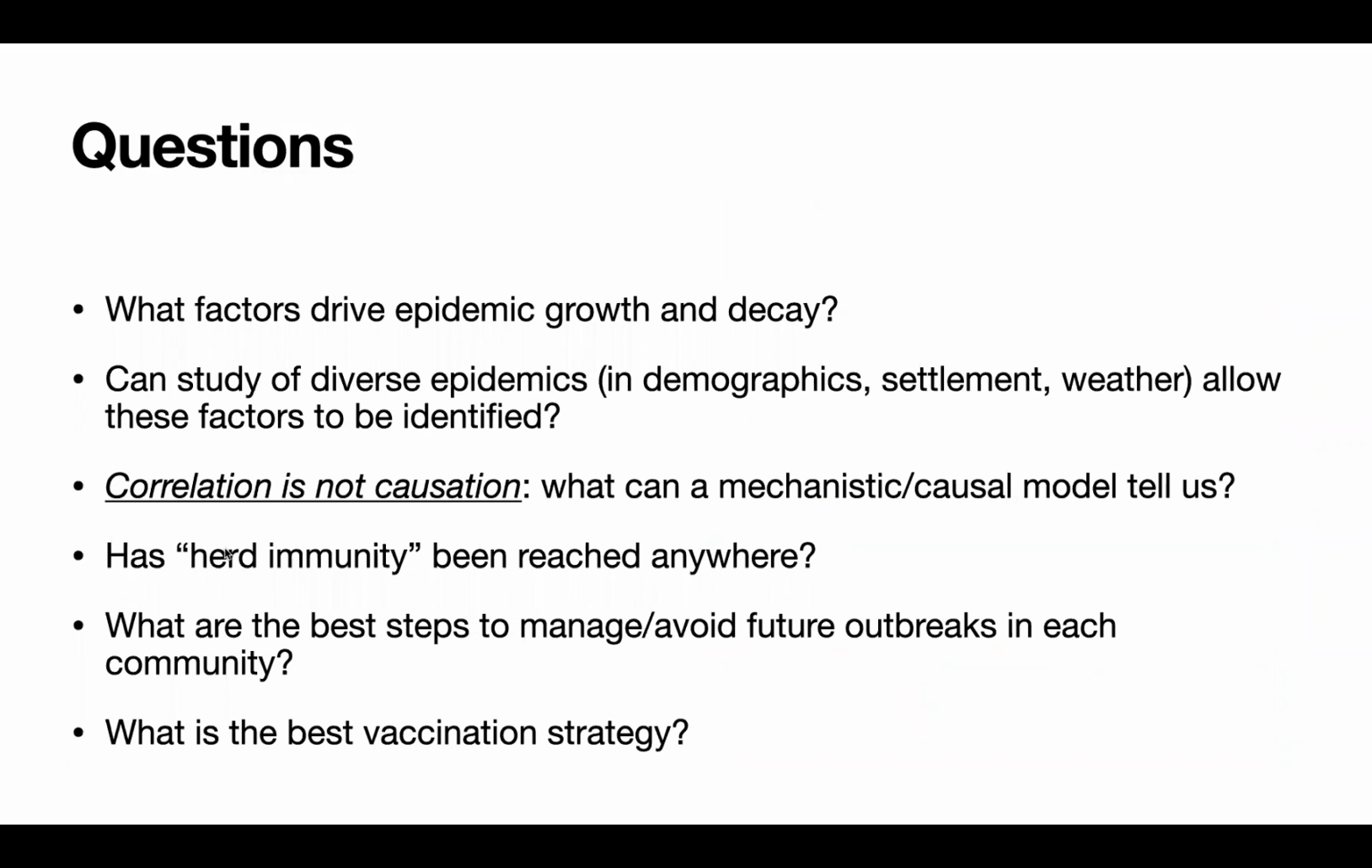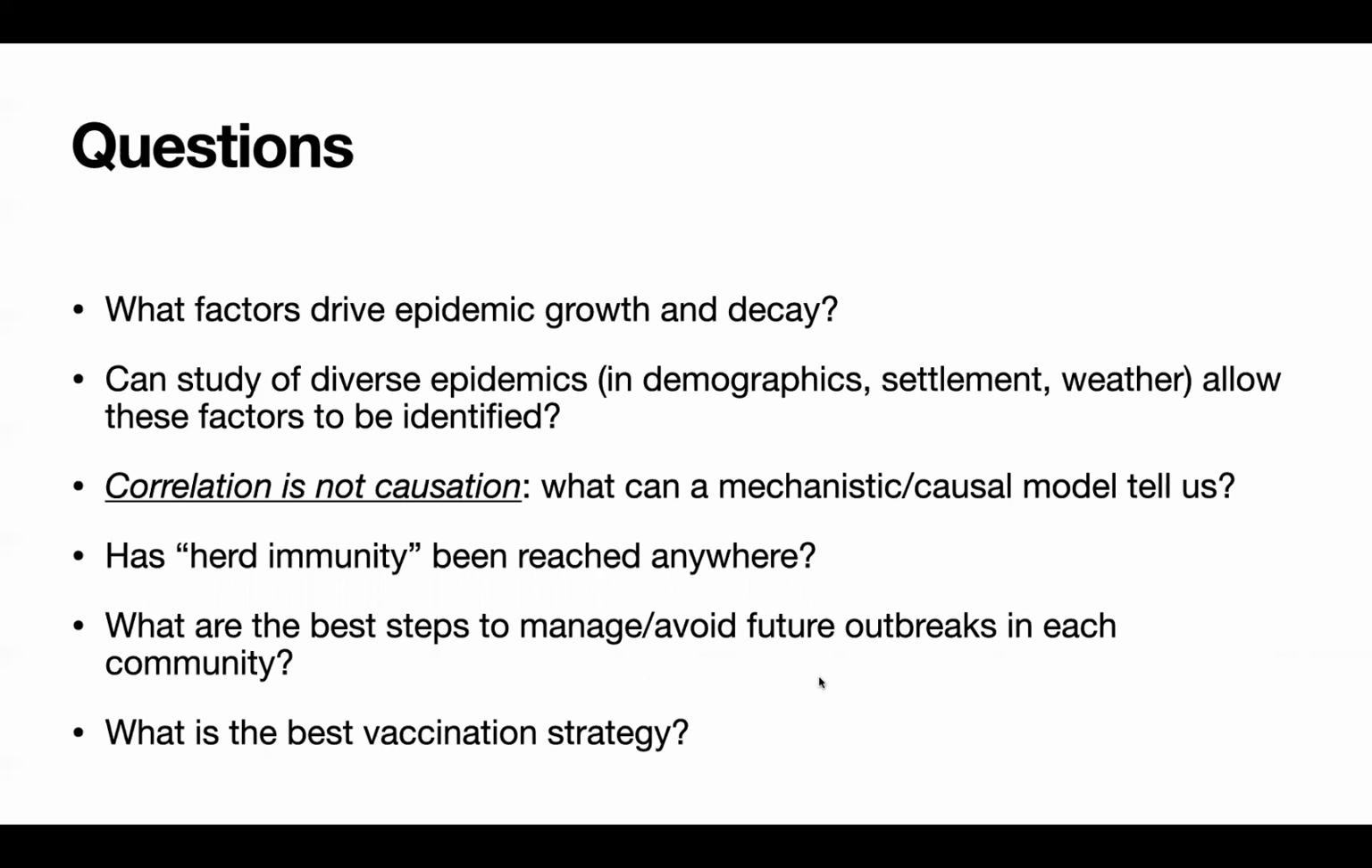The questions that we want to answer, of course, all of us are interested in, but maybe we can help with answering, is: what factors drive epidemic growth and decay? Can we study diverse epidemics in demographics, settlement, weather, etc., to identify these factors? Then we need to appreciate that correlation is not causation, so we need a mechanistic or causal model to predict what's going to happen. There is an interesting question of whether herd immunity has been reached anywhere, and this is a question in which my answer has evolved over time. What are the best steps to manage and avoid future outbreaks in each community? And then what is the best vaccination strategy?